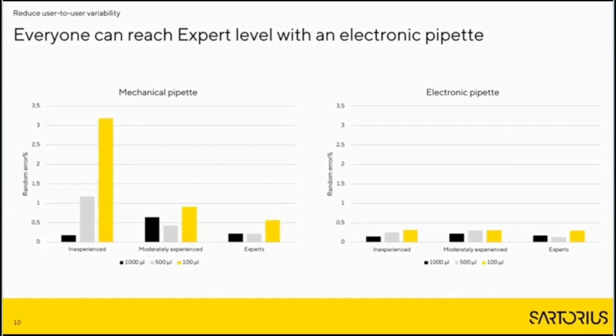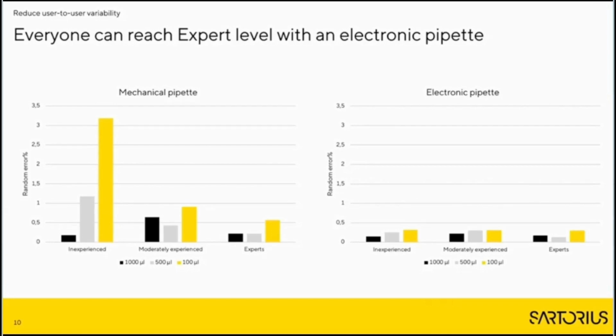Here are results from a study performed by Sartorius, where we divided a large group of people into three categories: inexperienced pipetters, moderately experienced pipetters, and then experts. The data shows the differences between the groups when it comes to mechanical pipettes. It's easy to see the experience level of a person, especially if you adjust the pipette to lower volumes. For example, with a 1000 microliter pipette, when you're pipetting 500 or close to 100 microliters, the difference becomes greater.